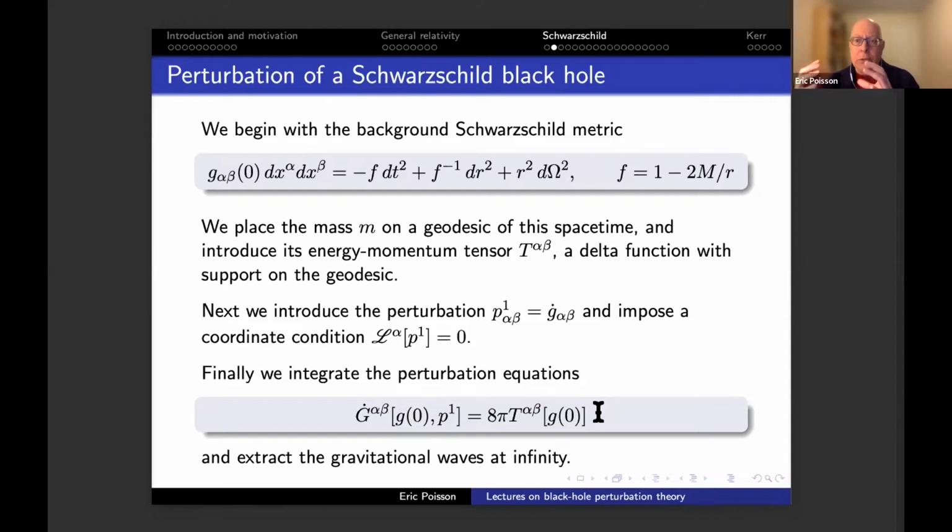So in principle, we can calculate the perturbation everywhere in spacetime. We can look at it close to the particle. We can look at it close to the horizon. We can see what enters the horizon. And we can look at what goes out to infinity. And as I said, part of what goes out at infinity is going to be in the form of gravitational waves. And that's the type of thing that we would like to extract from our calculation.